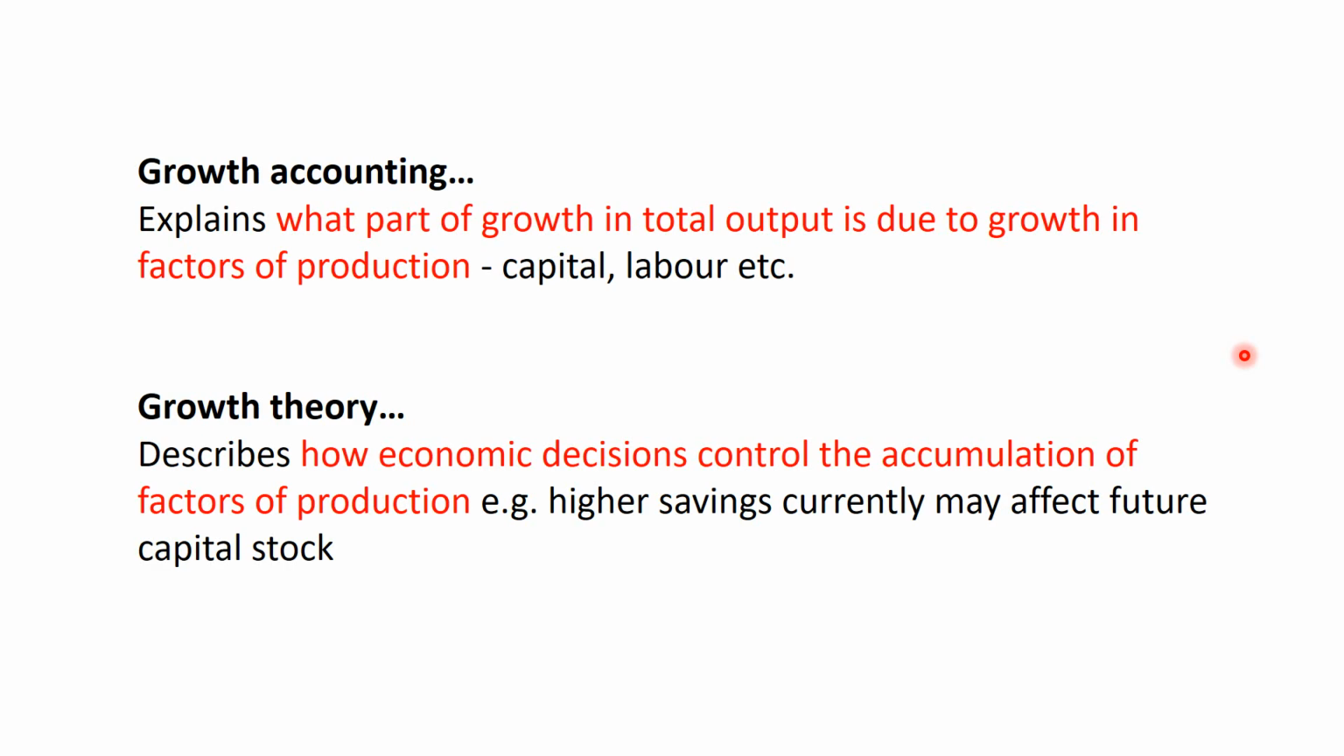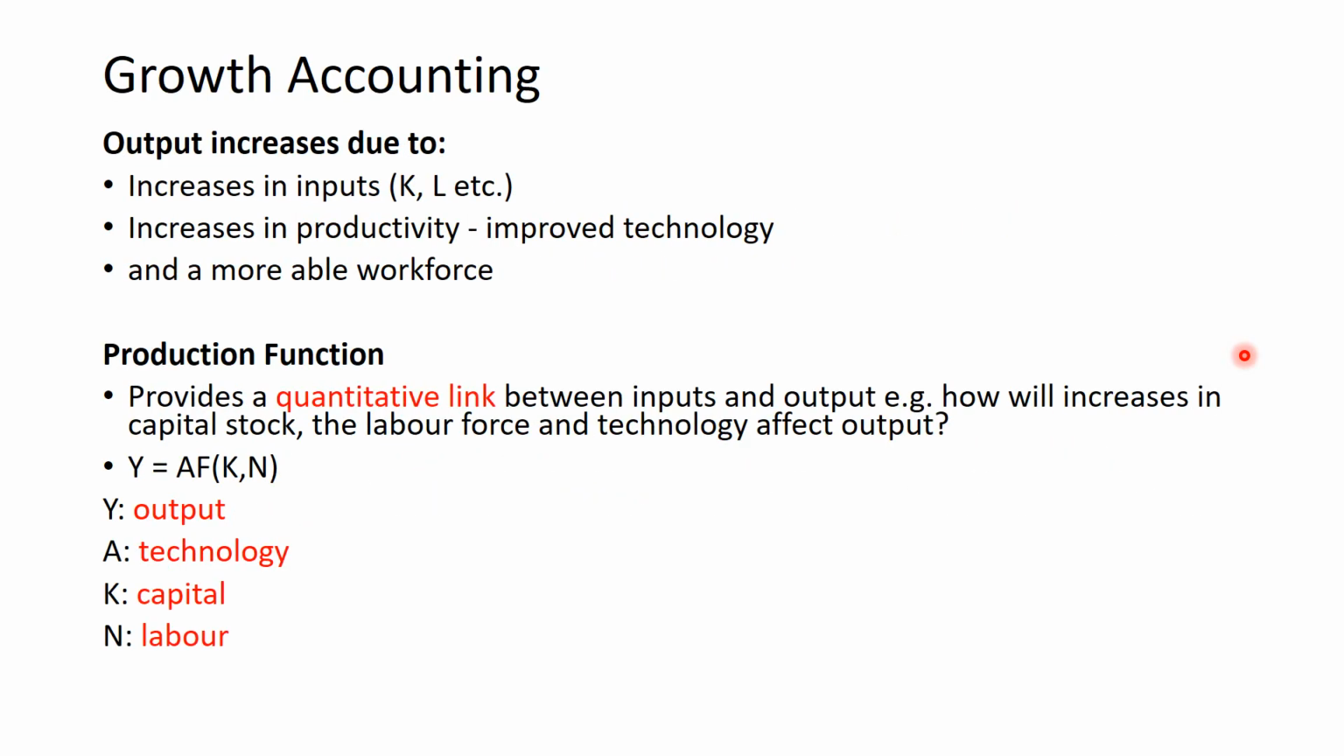Alright, we're going to look at both of these different theories, but we're going to start off by looking at growth accounting theory. Growth accounting theory conceptually is very simple. It essentially says that output will increase if you have more inputs. That makes a lot of sense. If you increase what you put into production processes, you would hopefully expect that you should be able to get more out. So increasing our inputs will increase output.